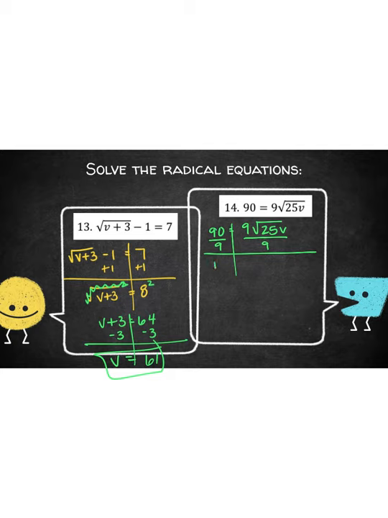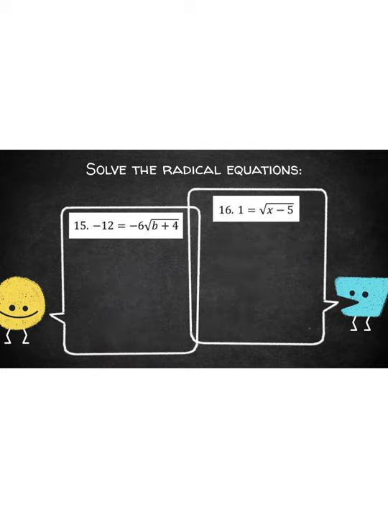So 90 divided by 9 leaves me with 10, and then I have a 25v under my radical, we got to get rid of that radical. So I'm going to square over here, and that gets rid of this. And if I square on the right side, I have to square on the left. Now I have 100 equals 25v. Okay, so those are being multiplied. So the opposite of multiplying is dividing. So I'm going to divide this by 25, divide this by 25, and I get 4 equals v. So we just worked a little bit backwards.